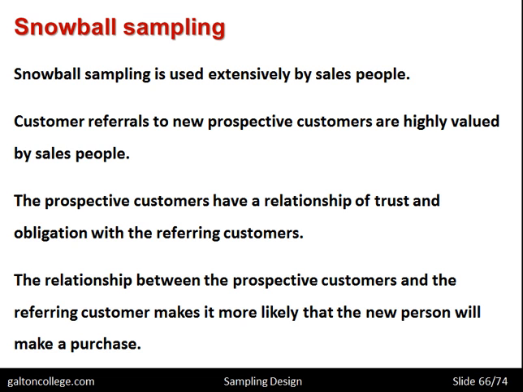The referring customers who are trusted by the prospective customers further away, the prospective customers will now, based on the experience of their friends, go to that shop and make the purchase. It's snowball. One set of customers has referred to the other set of customers. So it's snowballing.